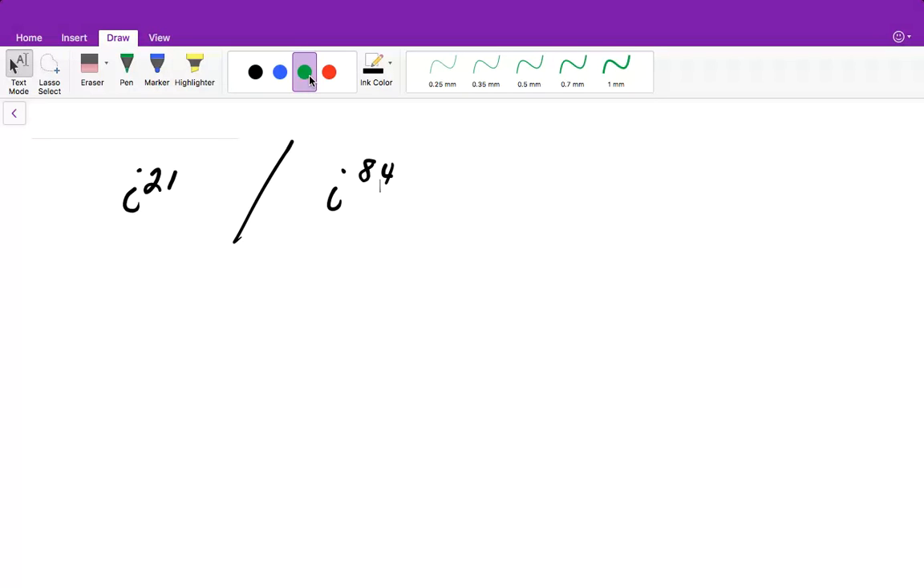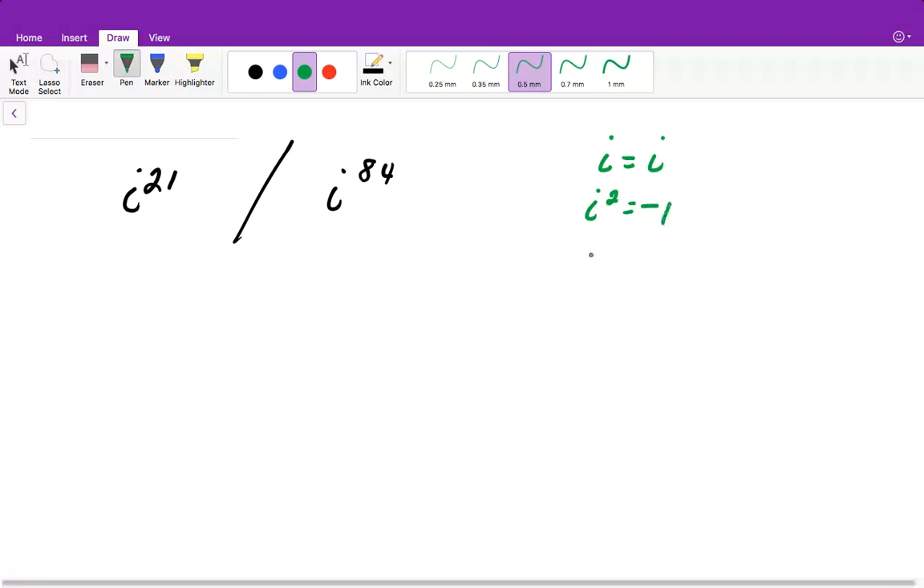All right, so for questions 1 and 2, it asks you to simplify. And you're given i raised to some power. There are 4 things that you will have to know for the test. That i is simply equal to i. That i squared is equal to -1. That i cubed is equal to -i. And that i to the 4th is equal to 1.